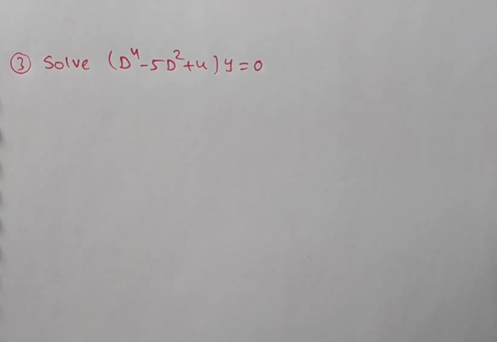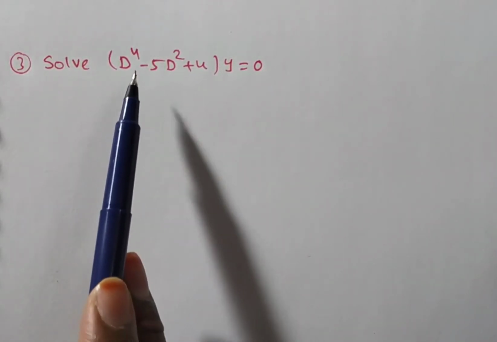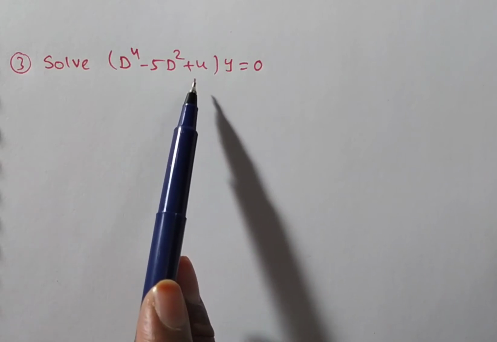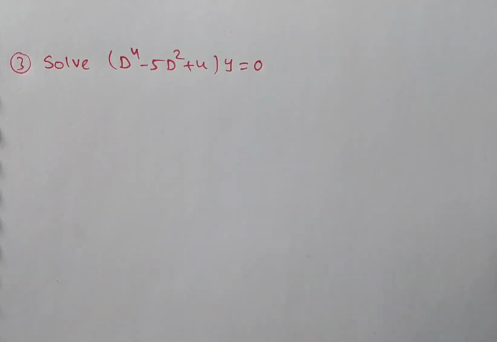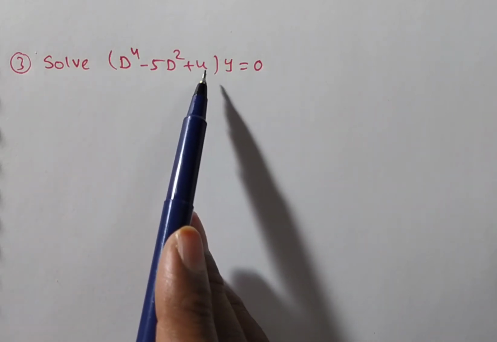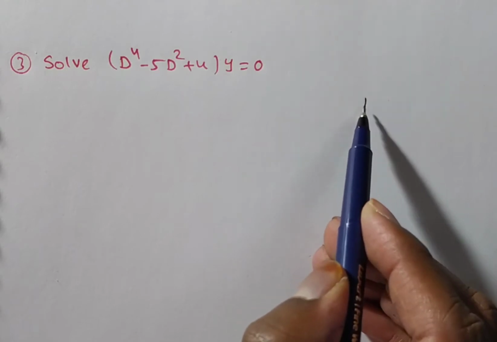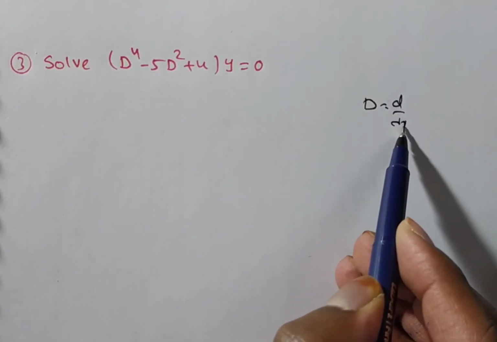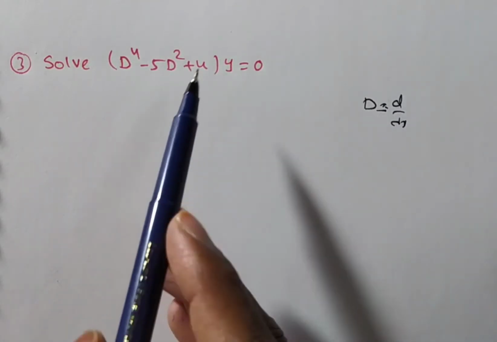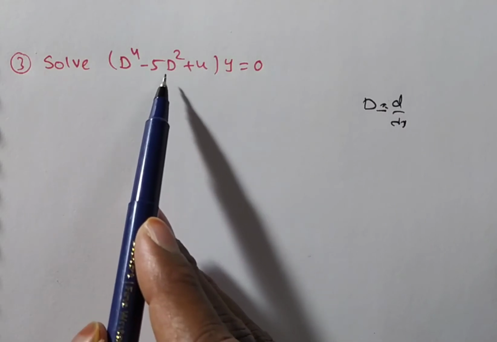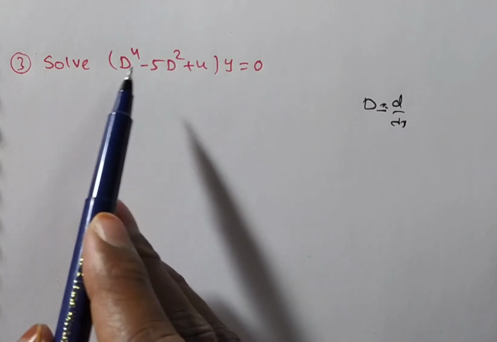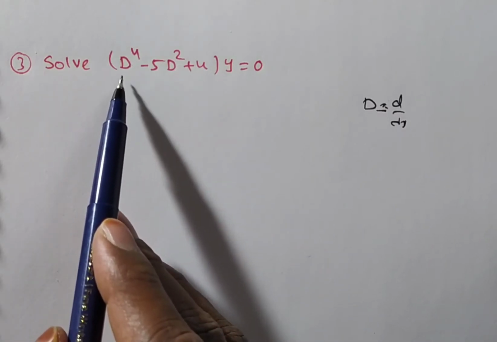Friends, the given problem is solve D to the power of 4 minus 5D square plus 4 into y is equal to 0. By the observation of this problem, they are given 4 coefficient is 1 and 5 coefficient is D square and D to the power of 4, where capital D is nothing but d by dx, the differential operator. So here you have it, D square is nothing but order of the derivative is 2 and D power 4 is nothing but order of the derivative is 4.